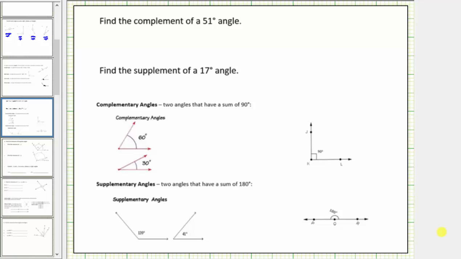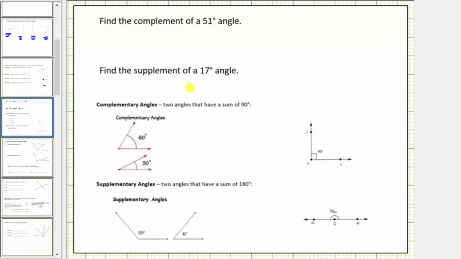In this lesson, we will determine the complement of a given angle, as well as the supplement of a given angle. Let's begin by reviewing the definitions of complementary angles and supplementary angles. Complementary angles are two angles that have a sum of 90 degrees. And here's an example of two angles that are complementary.